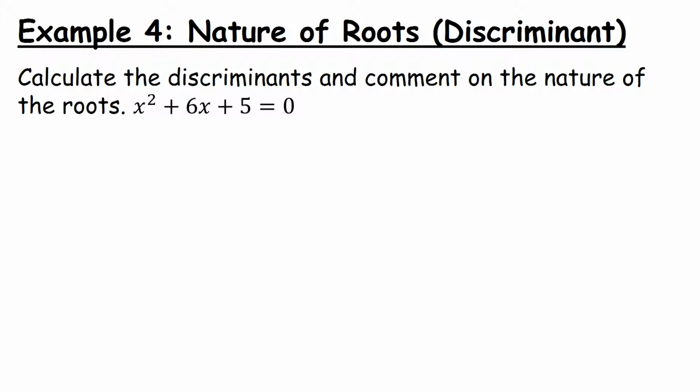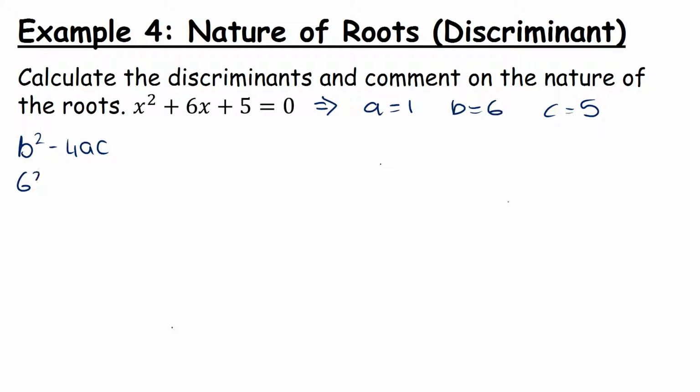Okay, so let's look at example 4. They're asking us to calculate the discriminant and comment on the nature of the roots for this equation. So the first thing we need is our discriminant, which is b squared minus 4ac, and we're getting our numbers from here where a is equal to 1, b is equal to 6, and c is equal to 5. This works exactly the same as for the minus b formula. So let's sub it in.